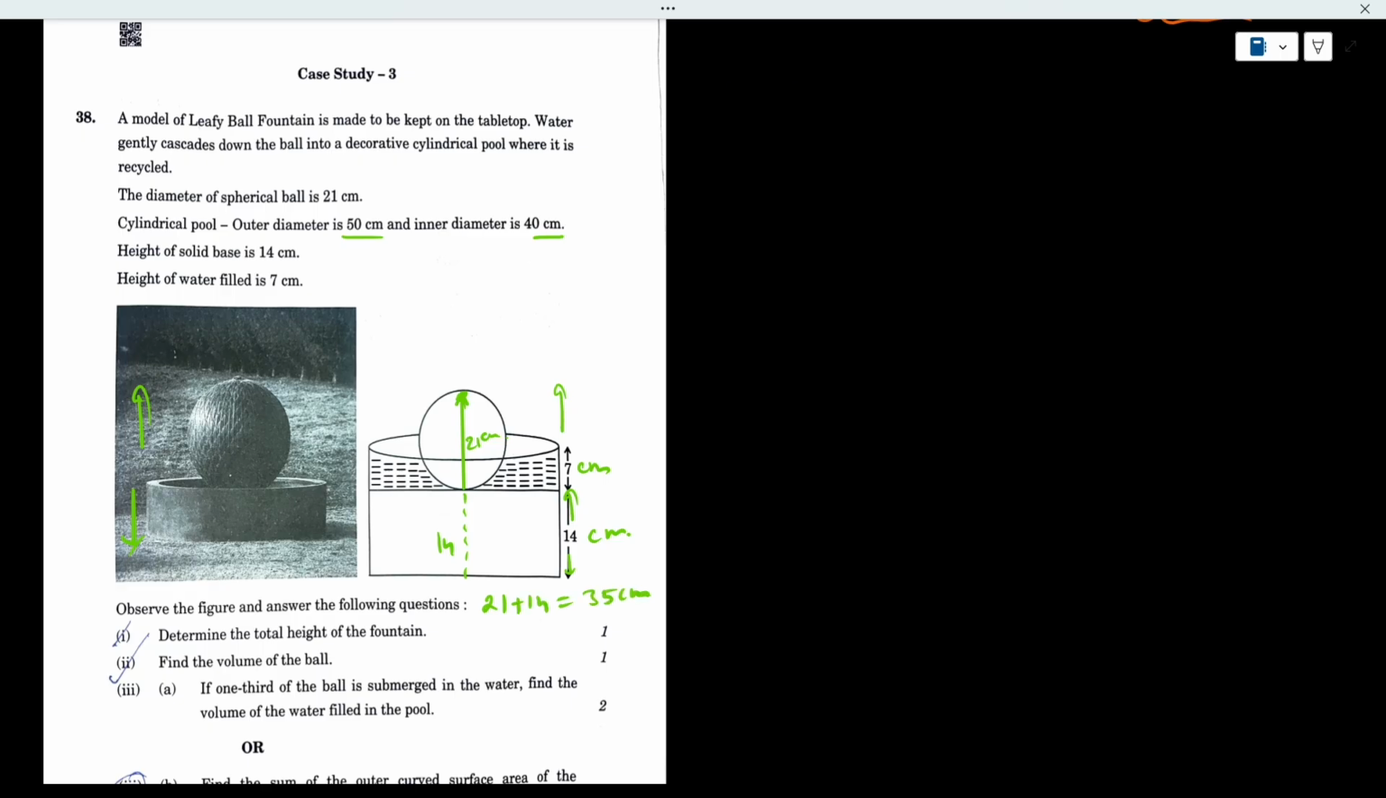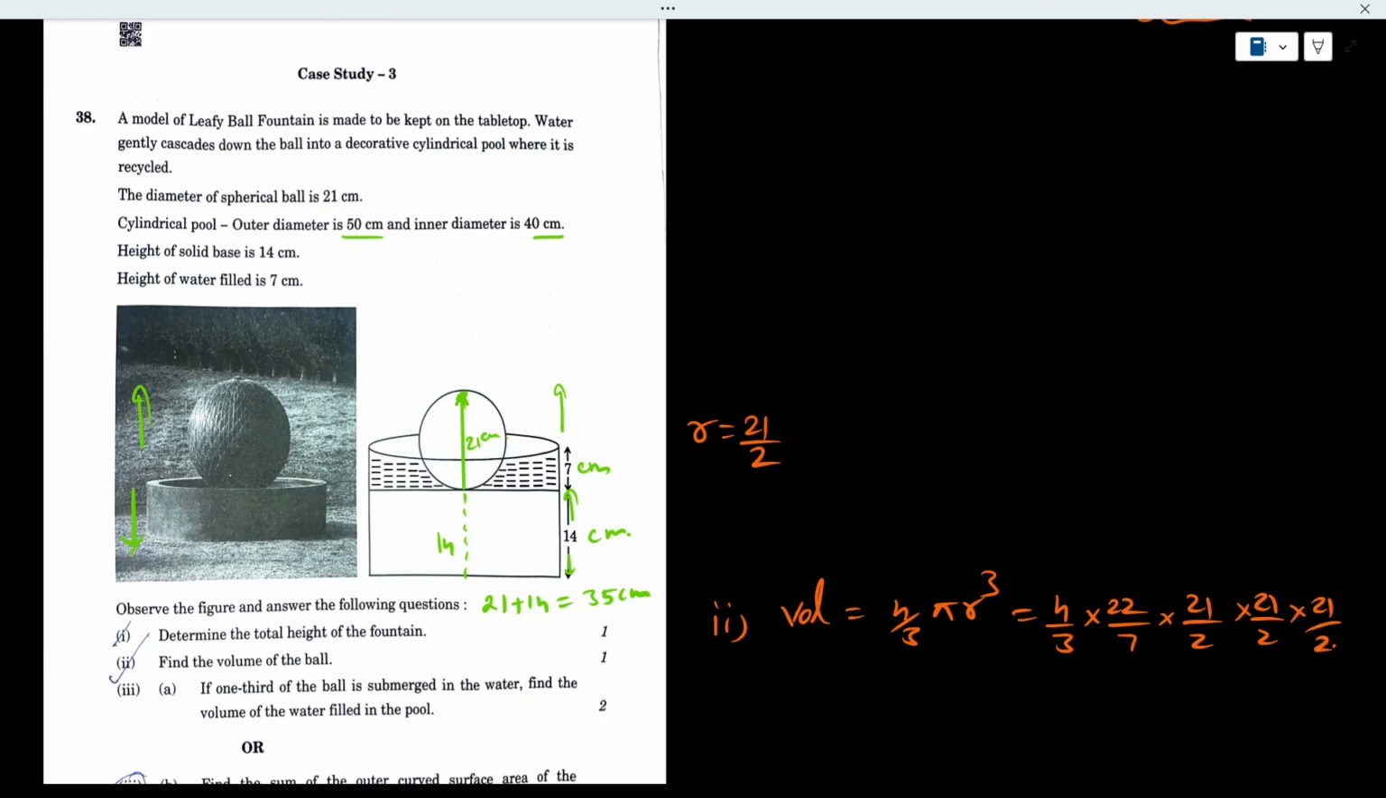Now in the next question, what do I need to find out? Volume of the ball. Now the ball is spherical in shape. What is the volume of a sphere? Volume of sphere is 4 by 3 pi r cube. Now diameter is this, so radius is 21 by 2, right? If I do the cancellation, you will get 21 by 2 times 21 by 2 times 21 by 2. And if you solve it, you must get 4851 cubic centimeter. This is the volume.